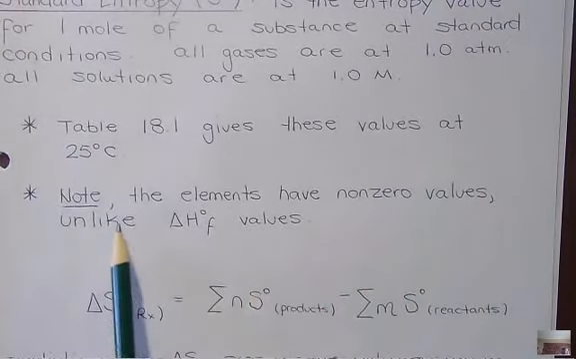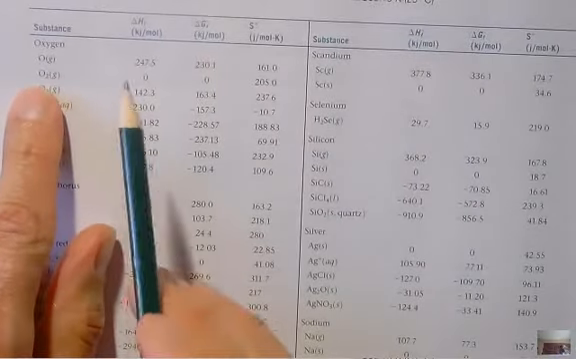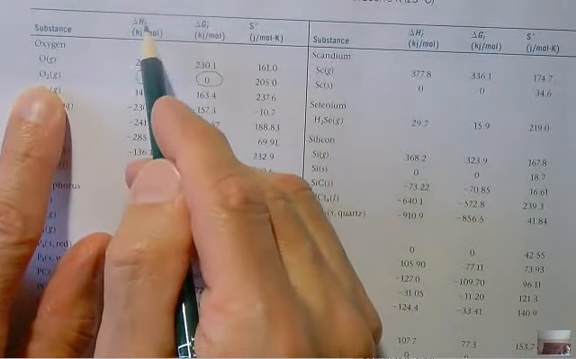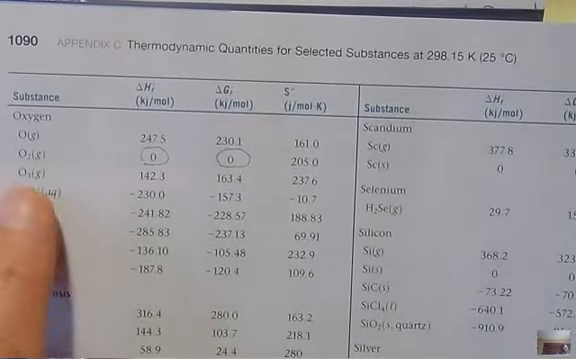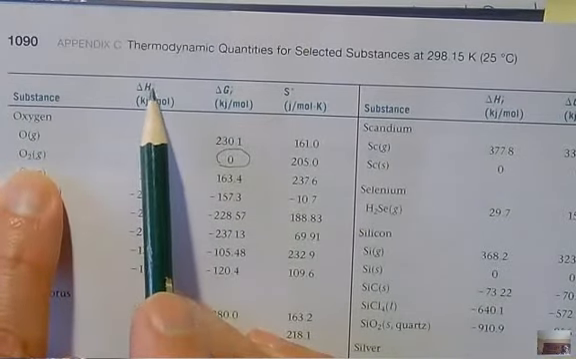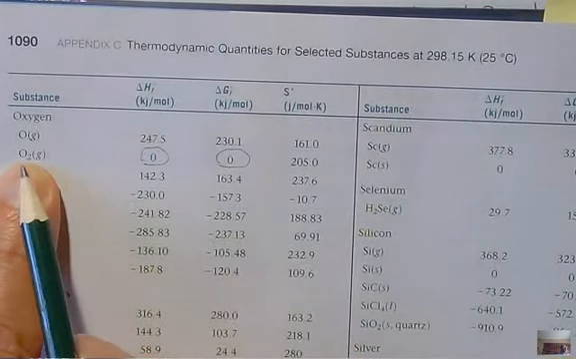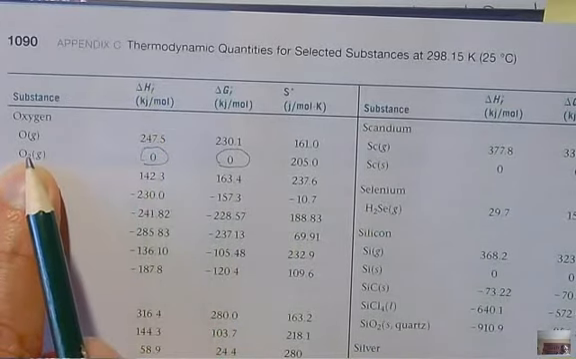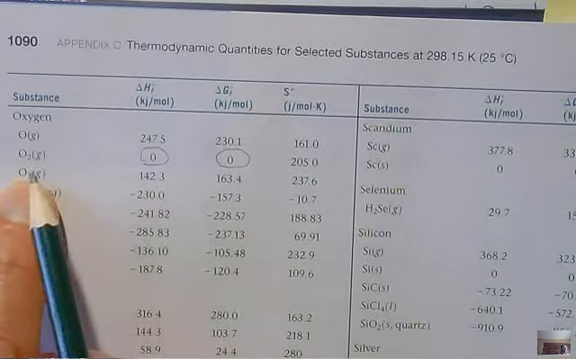Good? All right. Okay. Note, the elements have non-zero values, unlike delta H0 formation values. Show you that really quickly. Look at O2 gas, right? O2 gas has a delta H0 of 0 and a delta G0 of 0. So those formation numbers, those little f's, let me make this a little bigger. Those little f's mean how much energy does it take, right? Delta H0 of formation. How much energy under standard conditions and 25 degrees does it take to make 1 mole of oxygen gas from its elements? Well, it's 0 because it's the same thing. It doesn't take any energy to make oxygen from oxygen. It takes energy to make ozone because that's not the natural way you form oxygen.